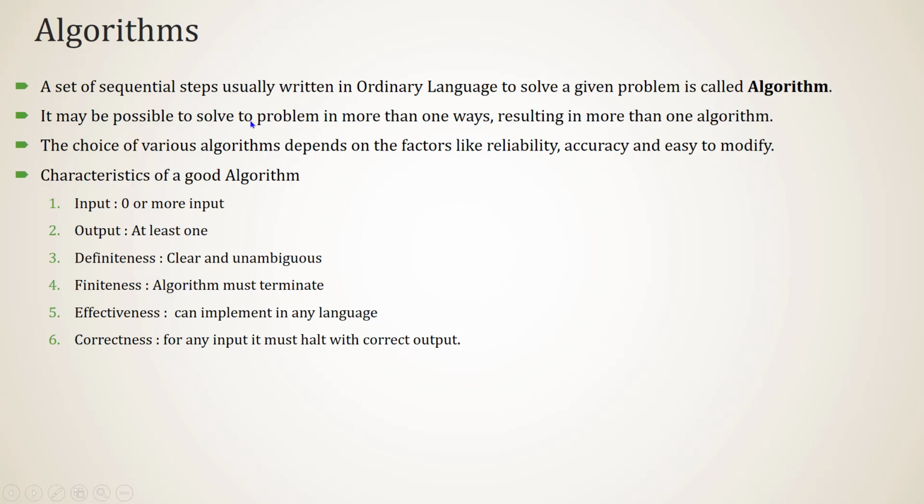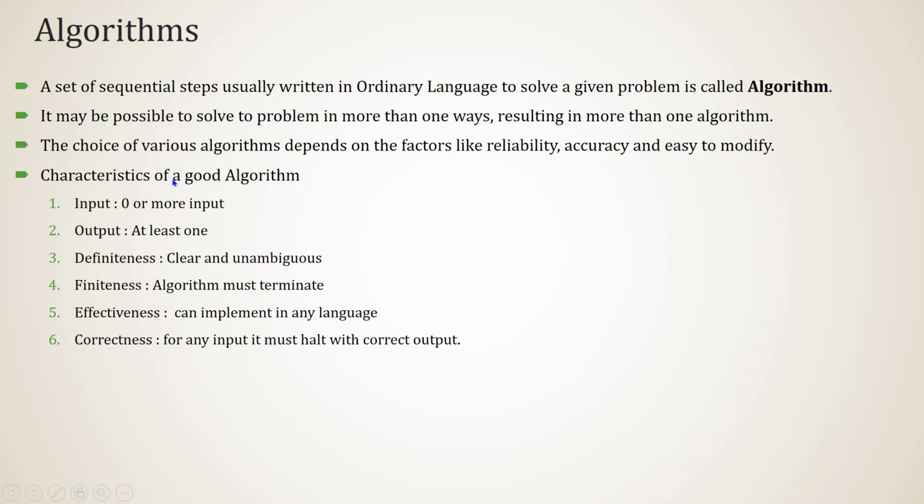It may be possible to solve a problem in more than one way, resulting in more than one algorithm. In the previous video we discussed that the same problem can be solved by different methods, so different algorithms will be there to solve the same problem. The choice of algorithm depends on factors like reliability, accuracy and ease of modification. So based on these three factors: how reliable it is, how accurate the output will be, and how easily we can modify the algorithm, we will choose the algorithm.